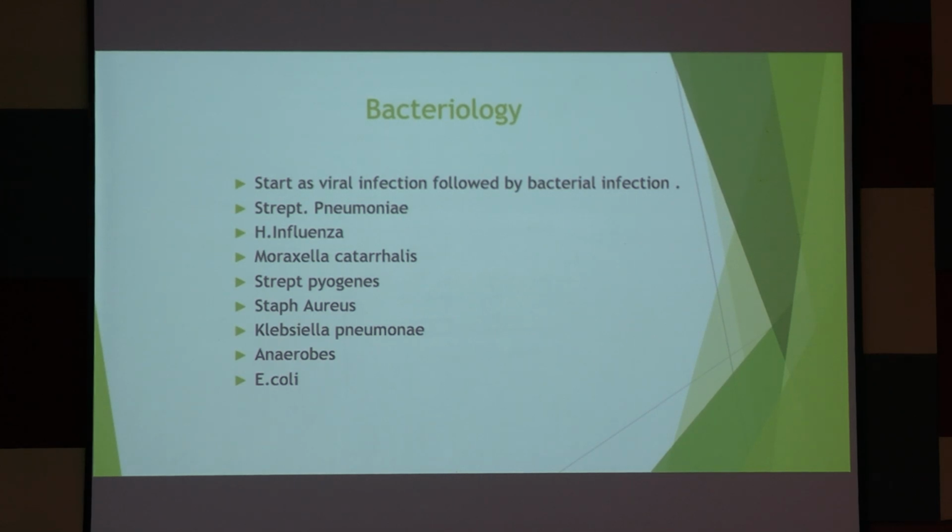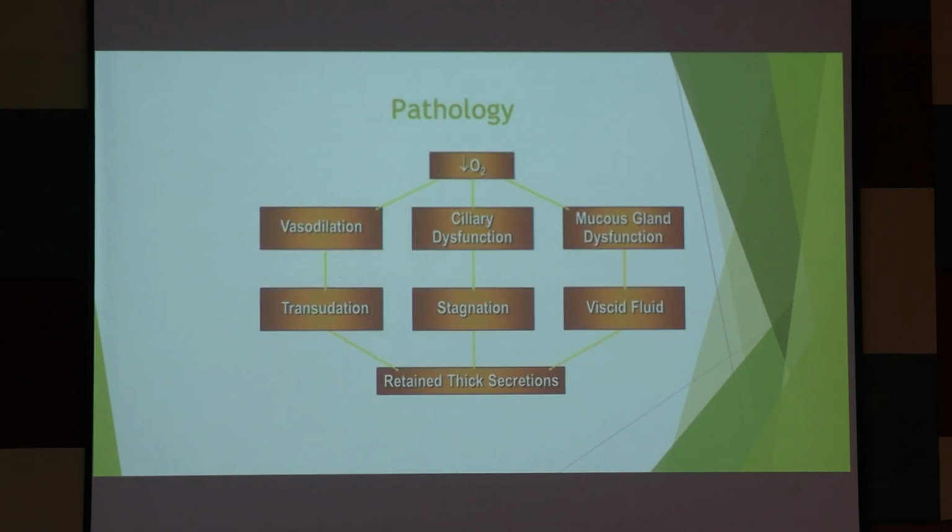So Streptococcus pneumoniae, other bacteria are Haemophilus influenzae, Moraxella catarrhalis, Streptococcus pyogenes, Staph aureus, Klebsiella, anaerobic organisms, and E. coli as well. Same thing, if there is less ventilation, it will give vasodilation, transudation, and the secretion build up. Again, the ciliary dysfunction, the same stagnation and all.